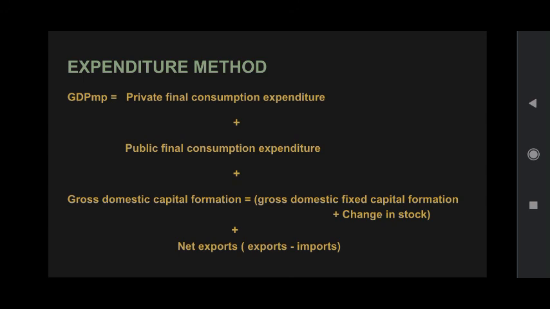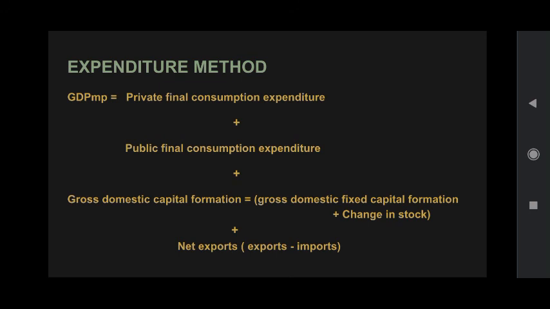Gross domestic capital formation is the sum of gross domestic fixed capital formation plus change in stock. The only difference you need to know is that gross domestic fixed capital formation refers to the investment which has been made into fixed assets in a year, and change in stock is basically the current assets which we talk about, right? Then net exports is the difference between the exports and imports of a country.